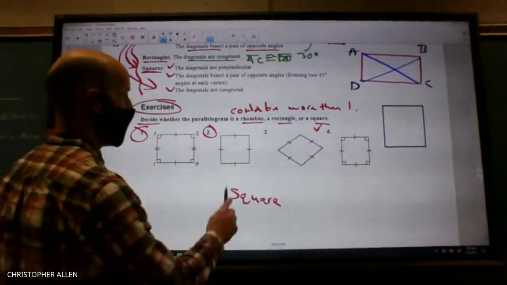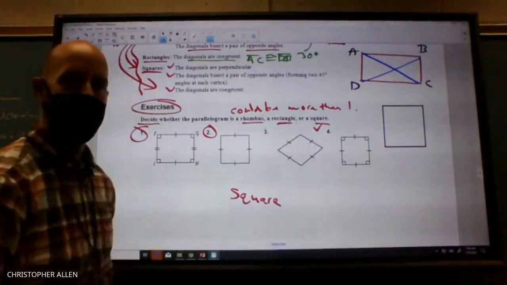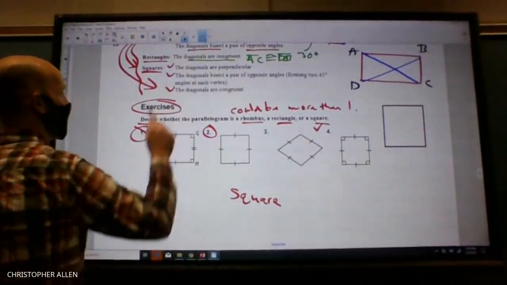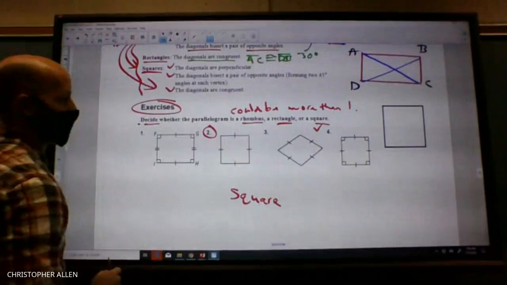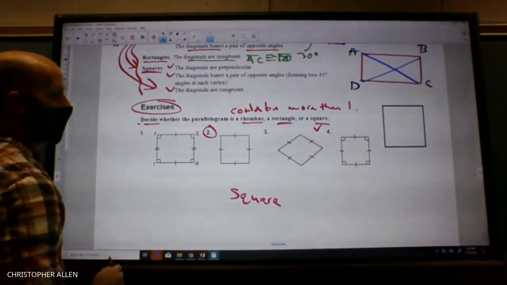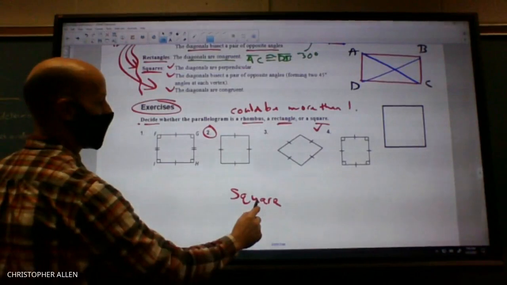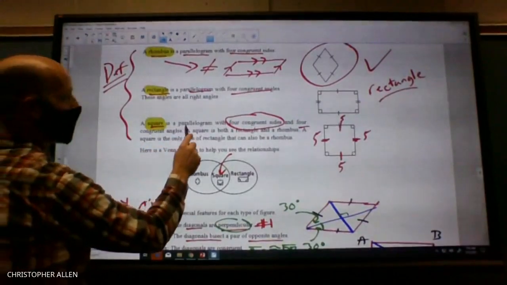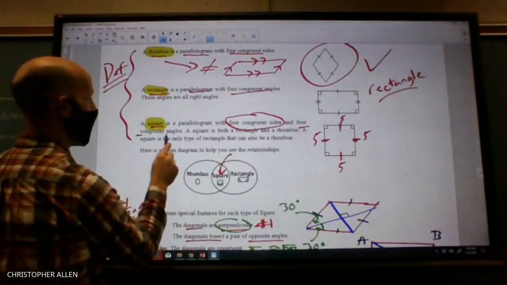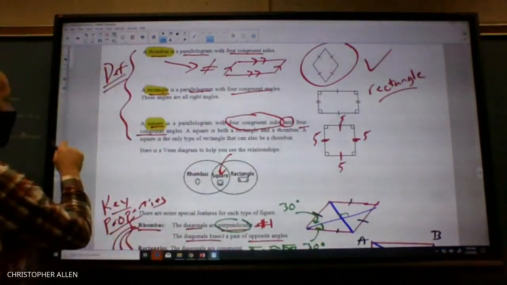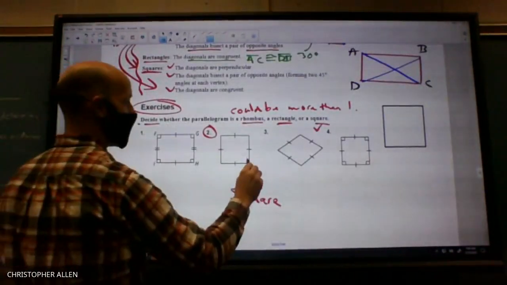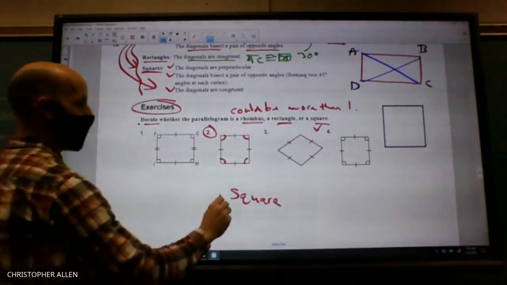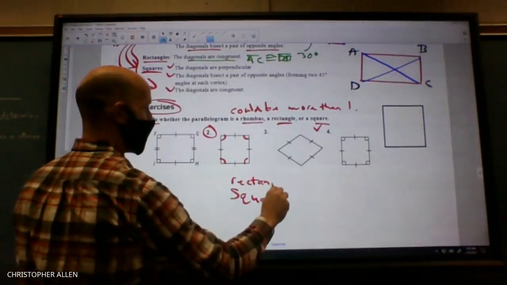Well, let me ask you this question. Is it a rectangle? Is this shape here, number 2, a rectangle? Well, let me ask you this. If it's a square, and by the way, let's go back up to our definition of a square. A square is a parallelogram with 4 congruent sides and, keyword, 4 congruent angles. So that means that this angle is congruent to this angle, is congruent to that angle, is congruent to that angle, which makes it a rectangle.